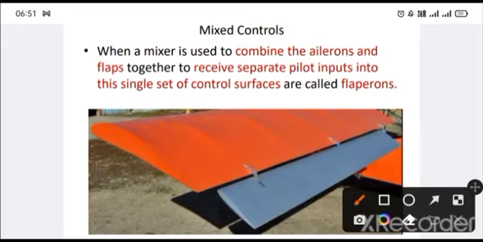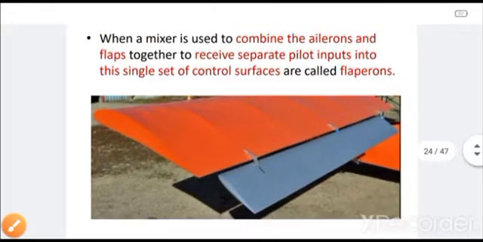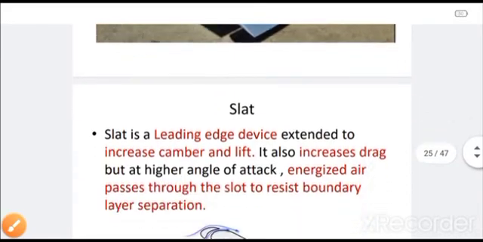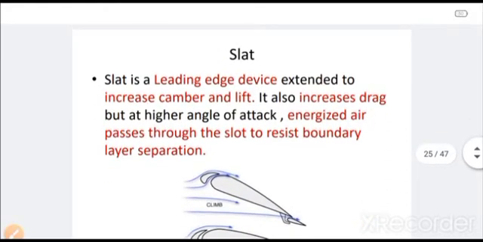So in the same way, we have other structures as well, where we will see ruddervators and elevons. So there will also be mixing controls. When we come to that, I will tell you.